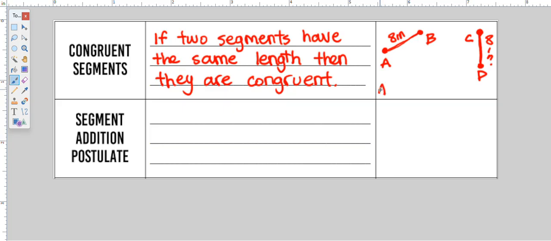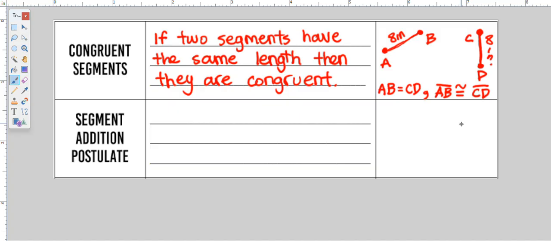Because they have the same length, there's a few ways we can think of this. I can say that the distance from A to B, and that's why I write it like that without a line, because I'm just pointing out the distance from A to B, is equal to the distance from C to D. And because of that, we can write a congruent statement: line segment AB is congruent to, and remember you have that little swirl above the equal sign, line segment CD, all right? So congruent segments are segments that are of the same length.